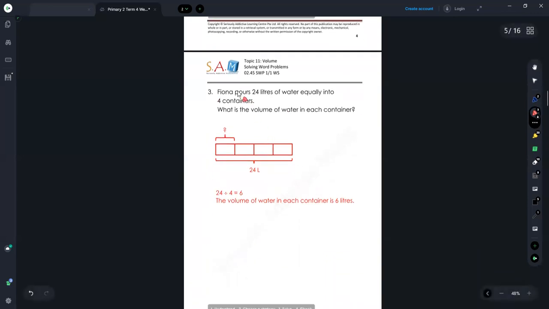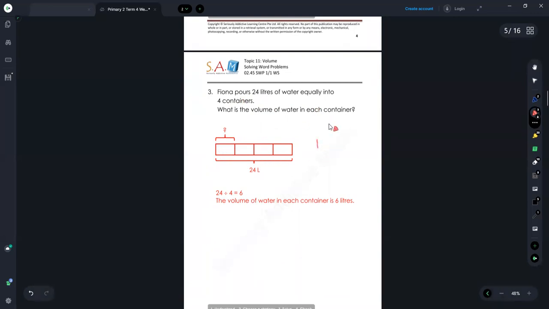And then finally, Fiona pours 24 liters of water equally into 4 containers. What is the volume of water in each container? So what is this question? Multiplication, division, addition, subtraction? Some may struggle with it, but they are supposed to find the amount of volume in each group. So this is a division question.